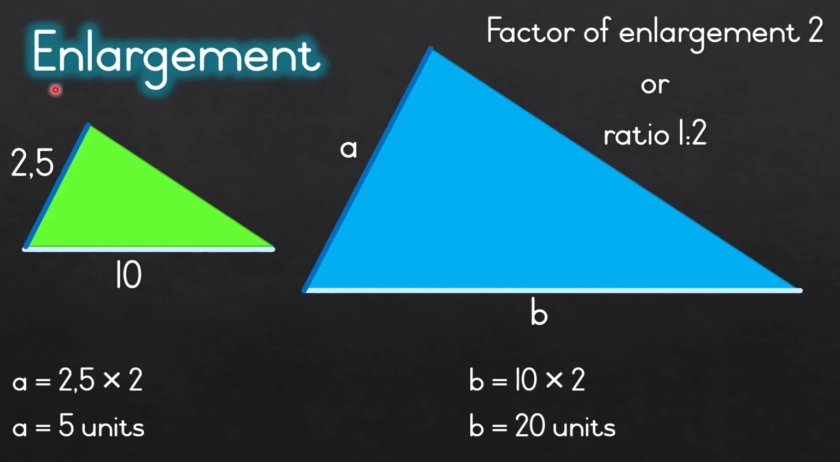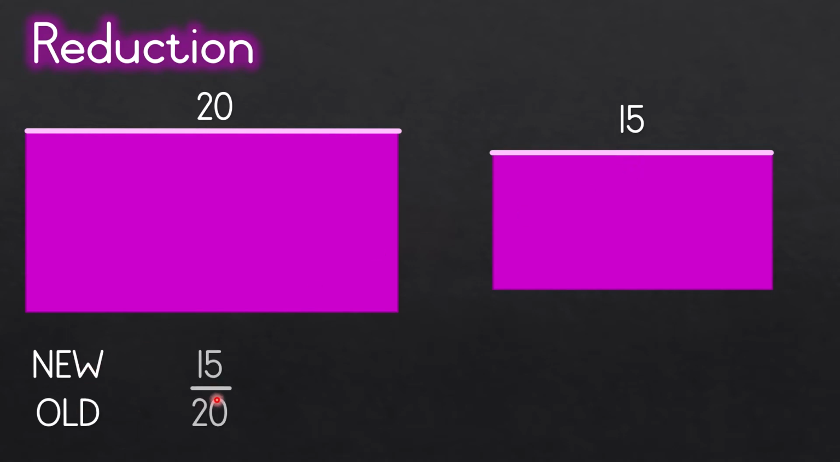So not only do we get enlargements, but we also get reductions. So that means when it becomes smaller. So we have a rectangle. This rectangle becomes smaller. And that side is 20, that side is 15. So we know that there's a relationship between those two. Again, we determine it, new over old, 15 over 20, 3 over 4. So now we've got the ratio. For every 4 we had here, we have 3 there.